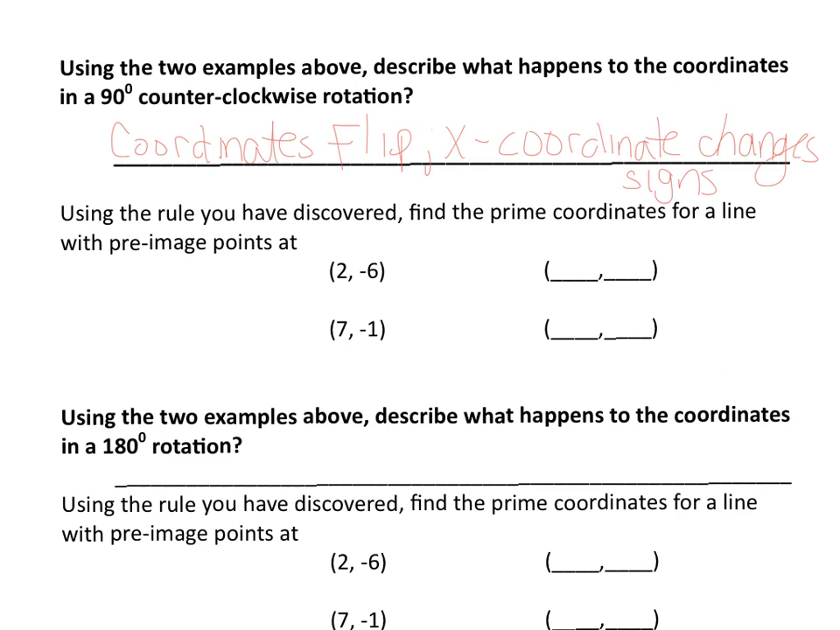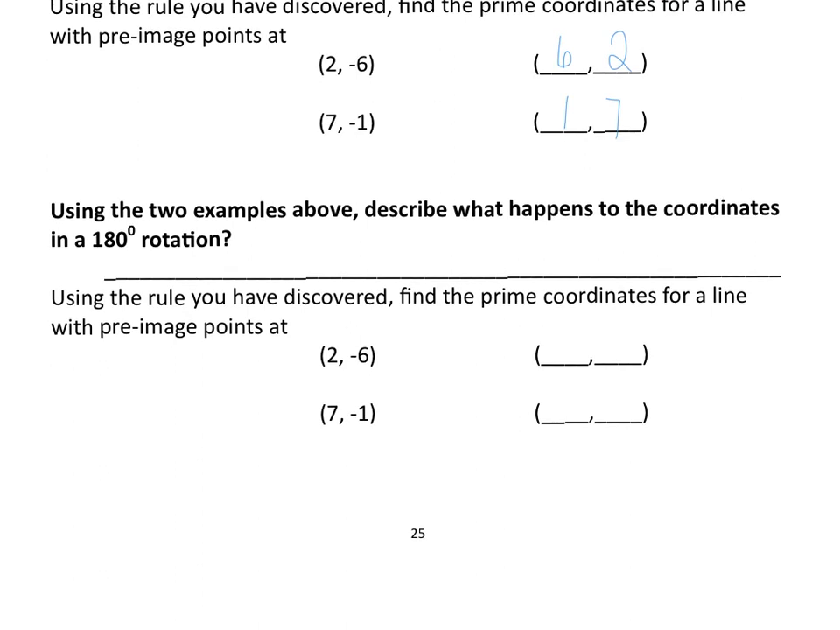So when we take a look again at the point 2, -6, we should note that the coordinates need to flip, and the x-coordinate changes signs, so -6 becomes positive. For 7, -1, the coordinates flip, and the x-coordinate needs to go from -1 to +1, because the x-coordinate is going to change signs. Now to the final one, 180-degree rotation.